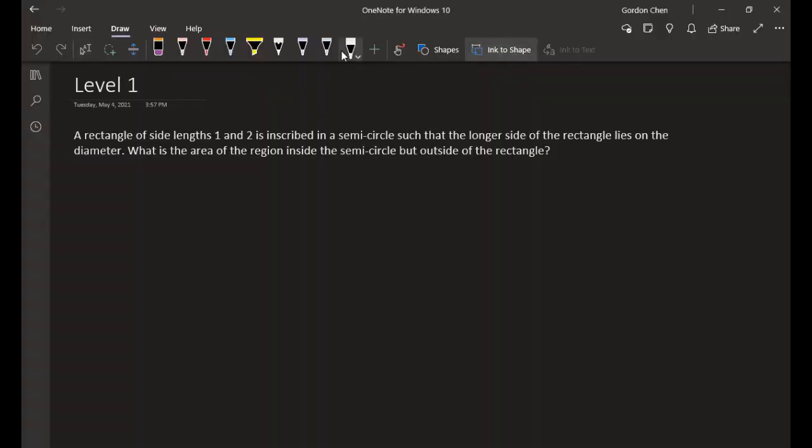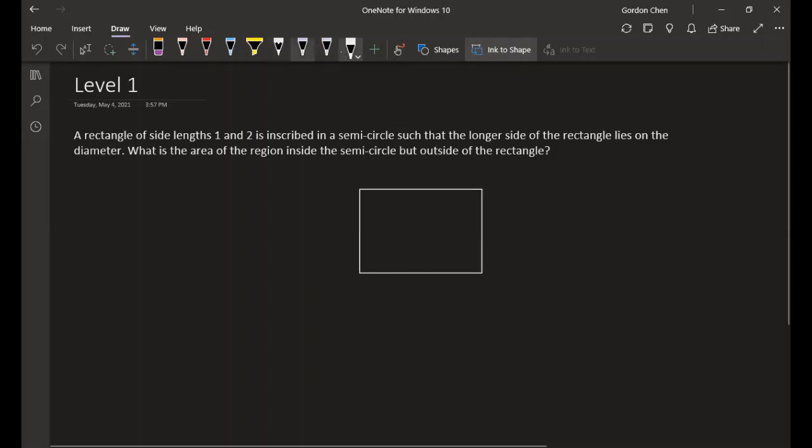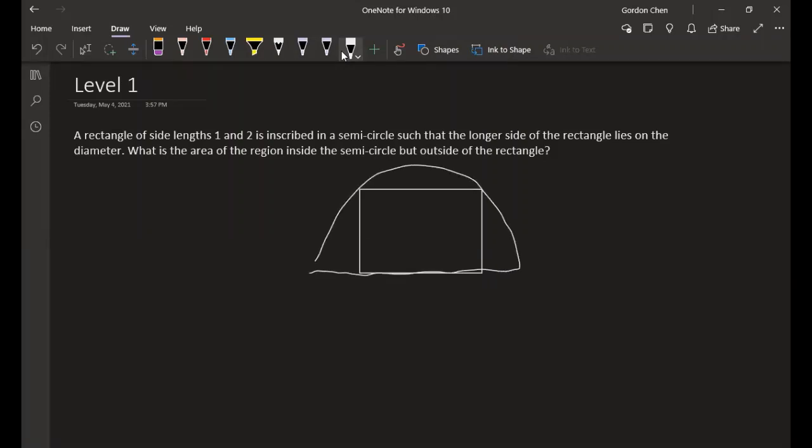So I'll be explaining level 1 and level 2. A rectangle has side lengths 1 and 2, and it is inscribed inside of a semicircle. The longer side length of the rectangle is on the diameter of the semicircle. So the area of the region inside the semicircle but outside the rectangle is the area of the semicircle minus the area of the rectangle.